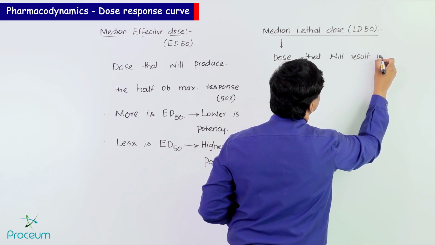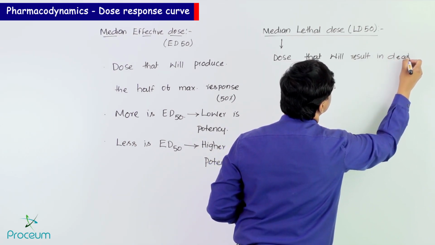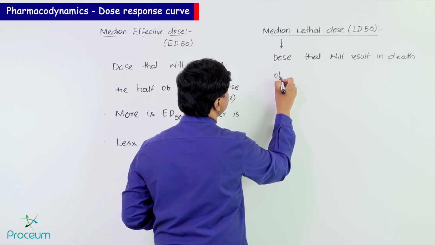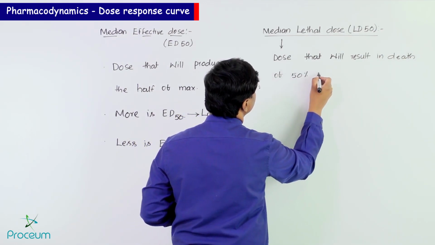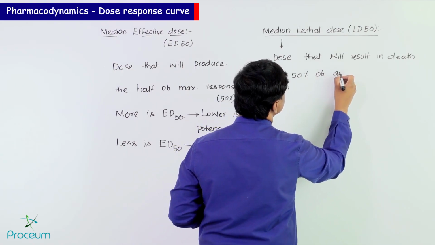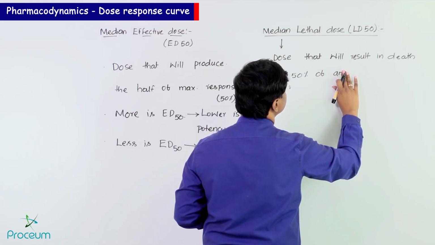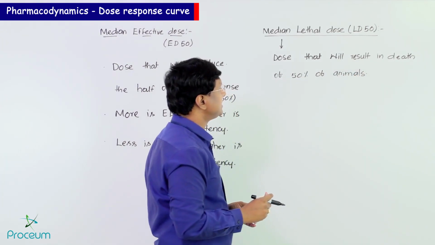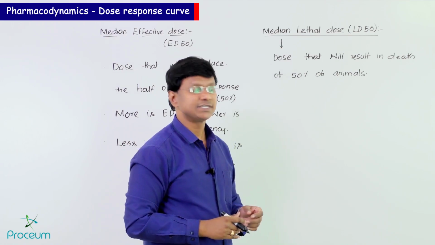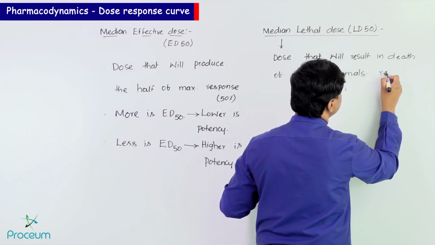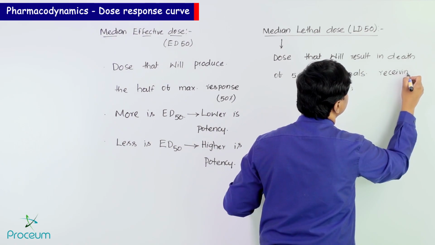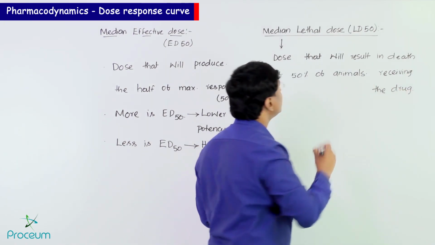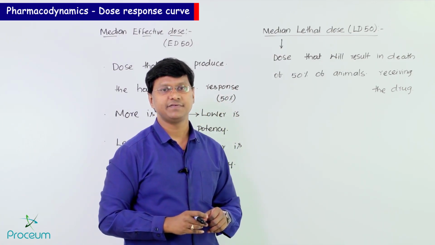So it is the dose that will result in death of 50% of animals, the 50% of animals receiving the drug. That is what is called your median lethal dose, LD50.